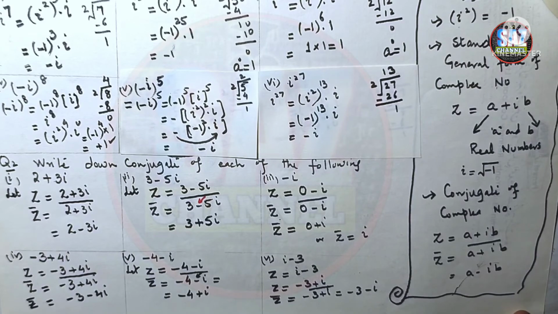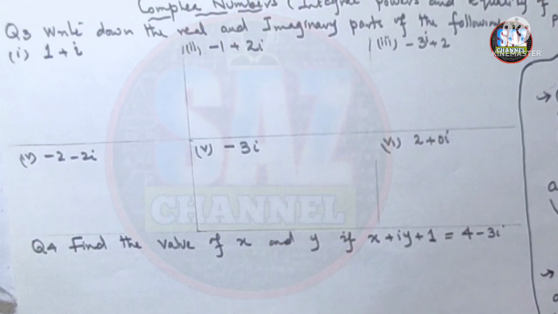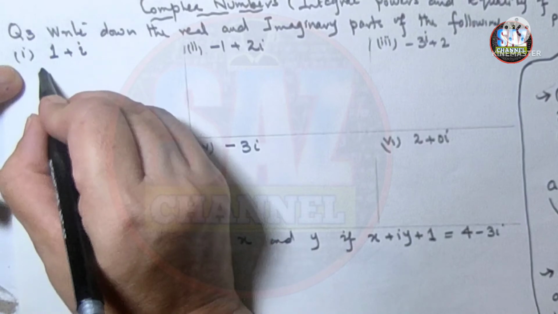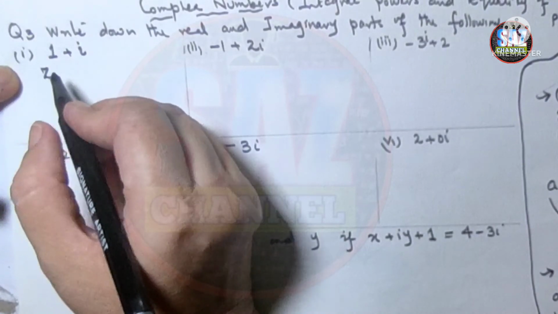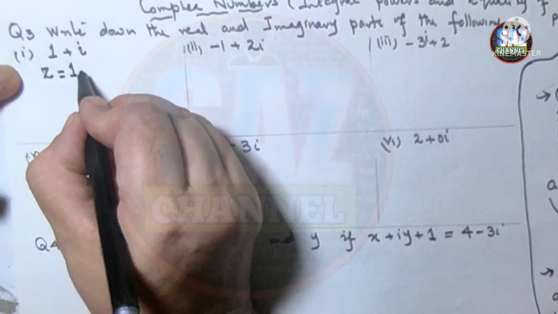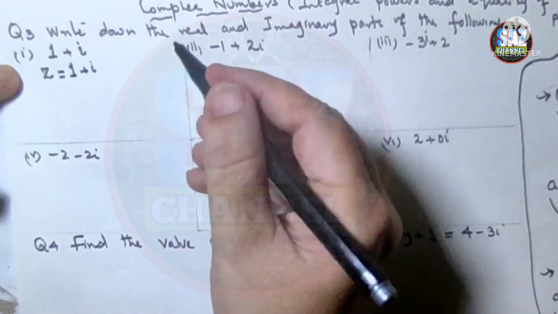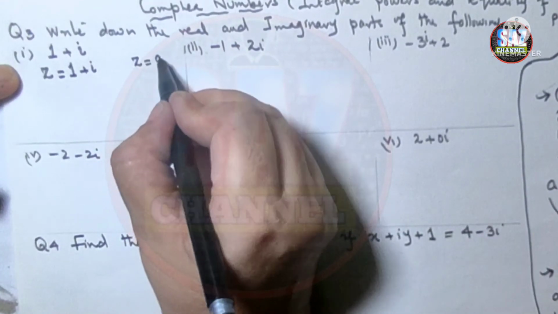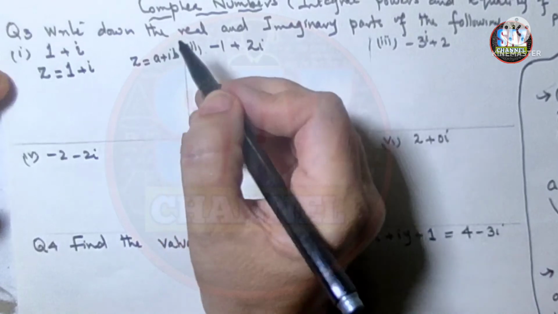And moving to question number 3 and 4. Question 3 says, write down the real and imaginary part of the following complex numbers. Really easy question. First of all, we have to name the complex number if it's not already given, and write that complex number in standard form, the real part in the beginning and the imaginary part at the second place. And we know that the standard form of the complex number is a plus iota b.